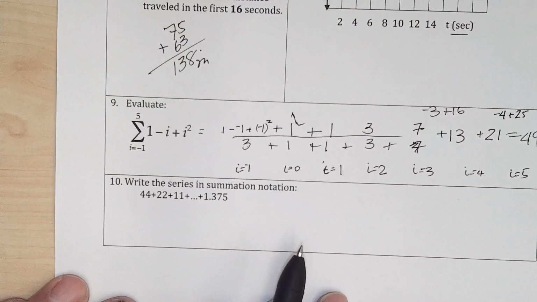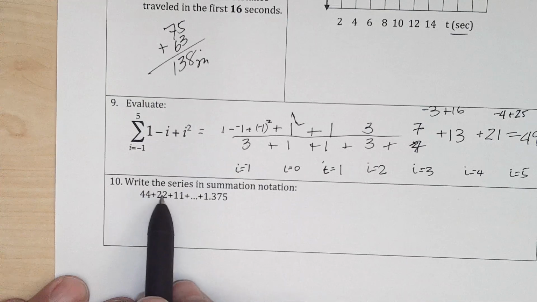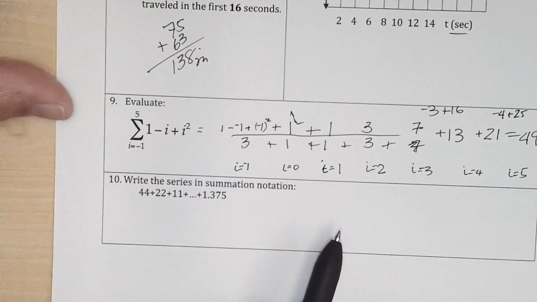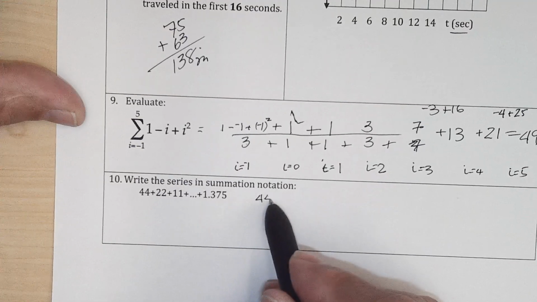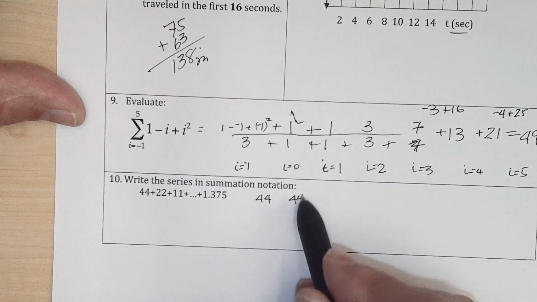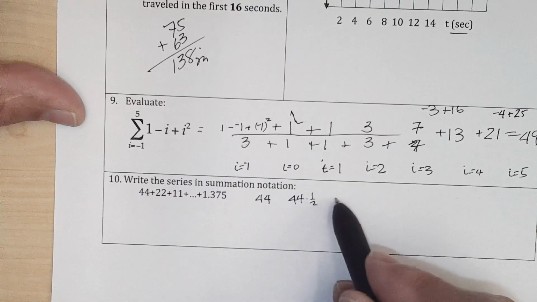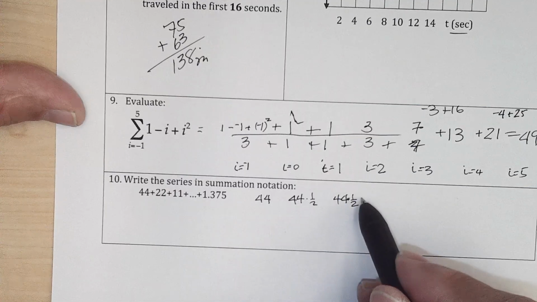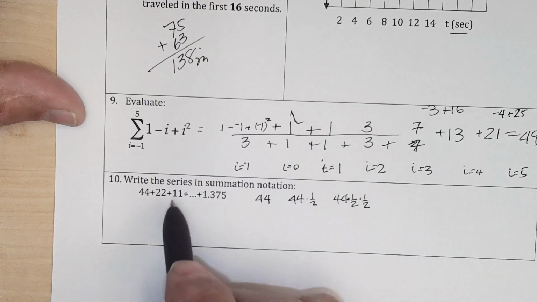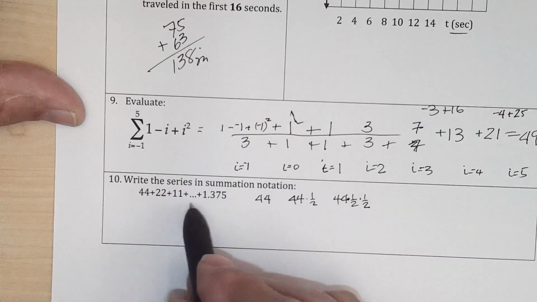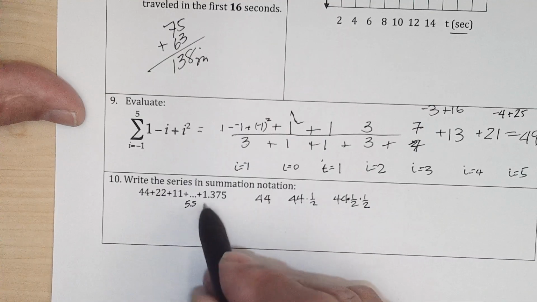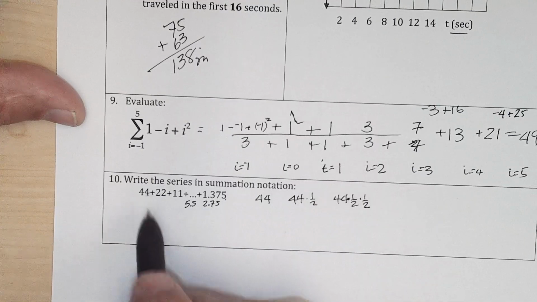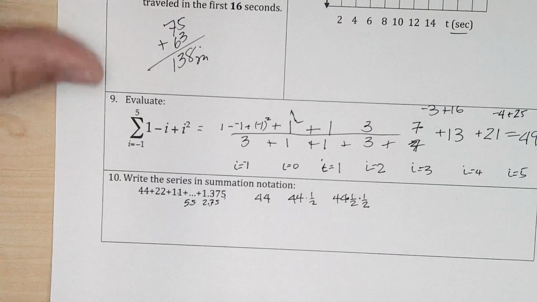Here, 44, 22, that's half as much, half as much, half as much. So we could say this is 44, then 44 times a half, and then 44 times a half is 22, times another half, which is 11. And then the next one would be 5.5, and it would be 2.75, and then half of that is that. So 1, 2, 3, 4, 5, 6 terms.